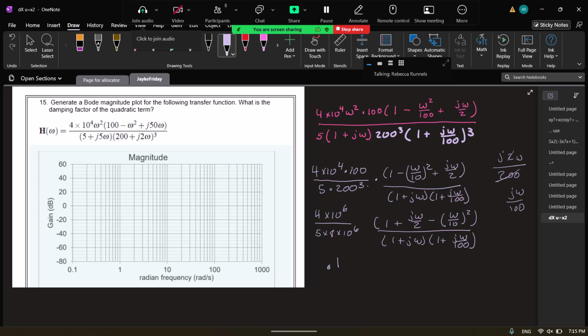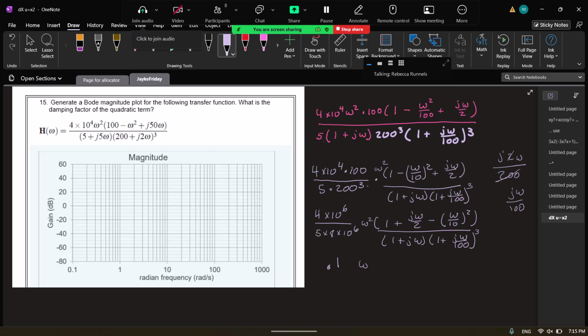And the omega squared on the top. And I was so proud of myself for being able to figure out that was 0.1.